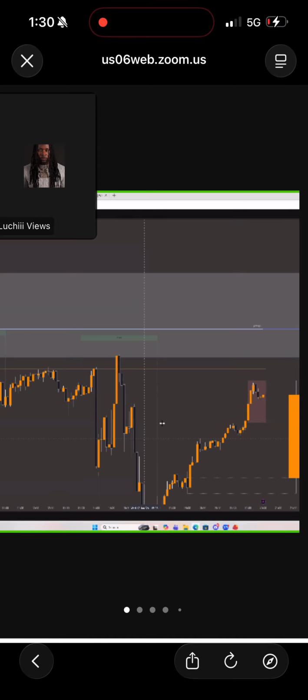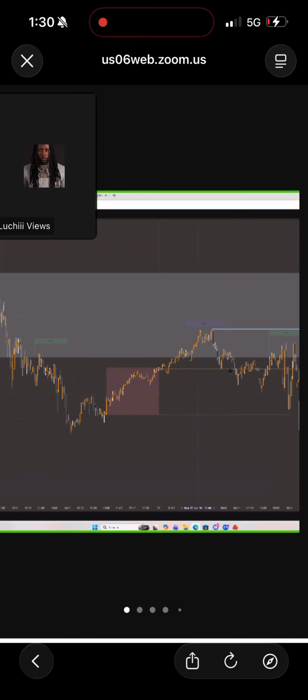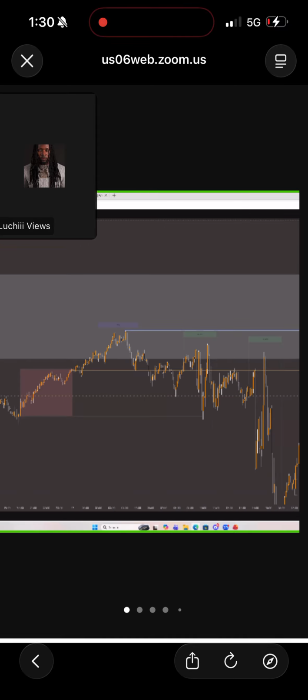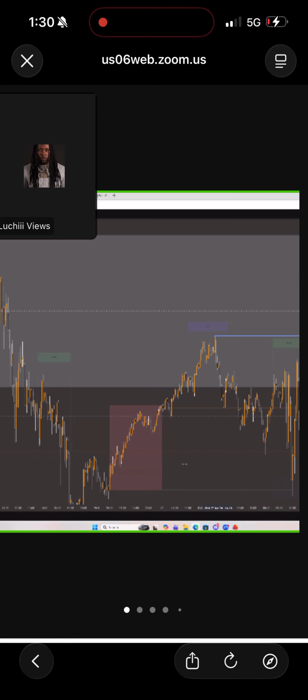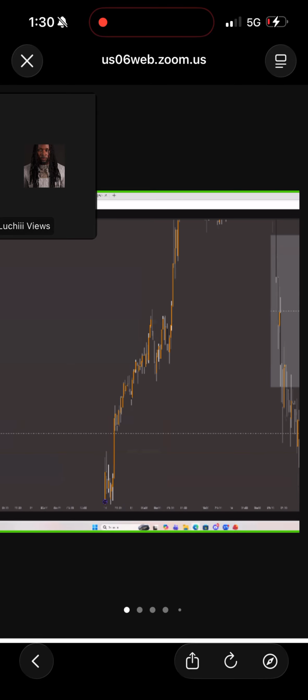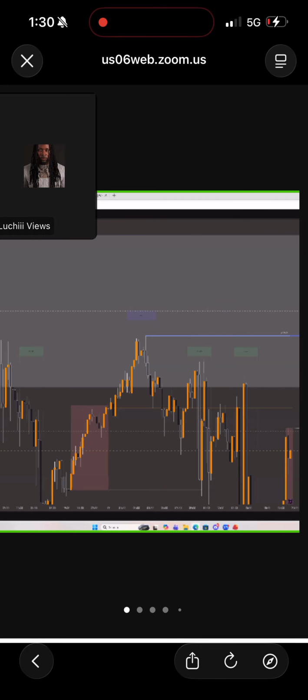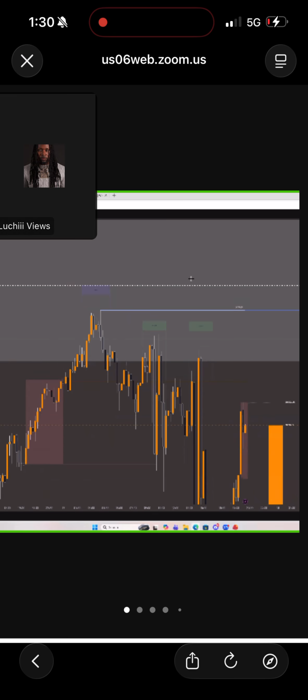Now, from there, once I mark out these highs, let's just say I marked it out on the 4 hour time frame. I'm looking at the 4 hour time frame and I'm saying, okay, I want to see price take out this high on the 4 hour and tap into the 4 hour CE.